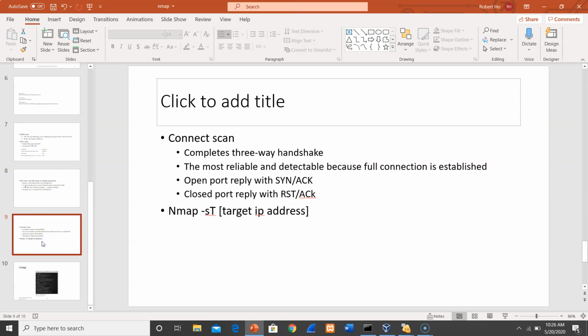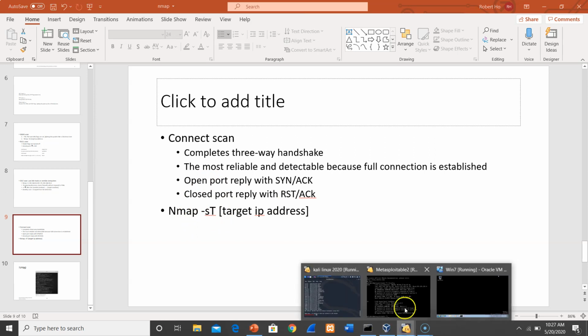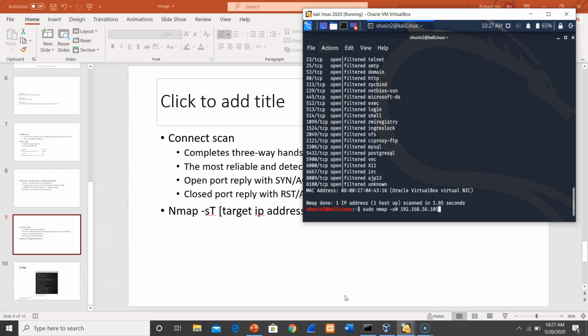Let me show you another one. This is a connect scan. This is the most common one, right? Complete three-way handshake, the most reliable and detectable because a full connection is established, right? The open port replies with SYN-ACK, and the closed port replies with RST-ACK. Okay, this is quite popular, so I'm gonna run this one. Here it's -sT. Okay, this is the most detectable by the intrusion detection system, IDS, right? Because of the complete three-way handshake.